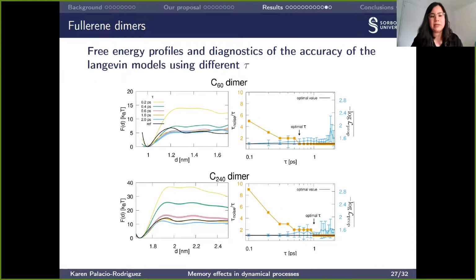We optimized Langevin models for different time resolutions, and this is the free energy profile that we obtain. From the diagnostics, we have that for C60, the optimal tau will be around 0.6, and for C240, the optimal tau will be around 1. If we go to the left, we see that around 0.6 and 1 for the C240 is where we have the more accurate free energy profiles. So this test of these diagnostics works.